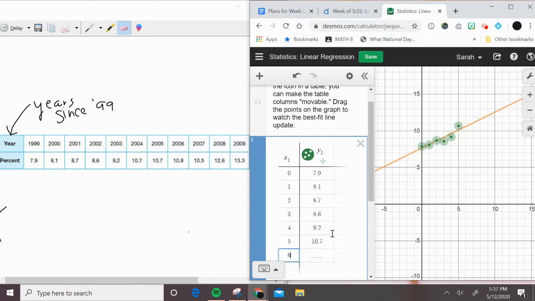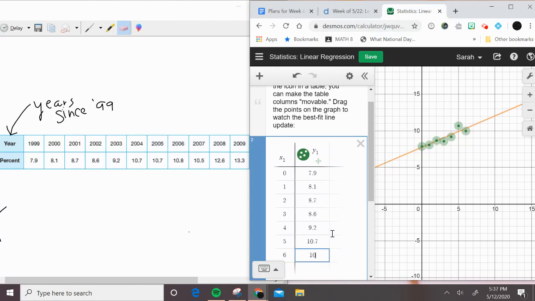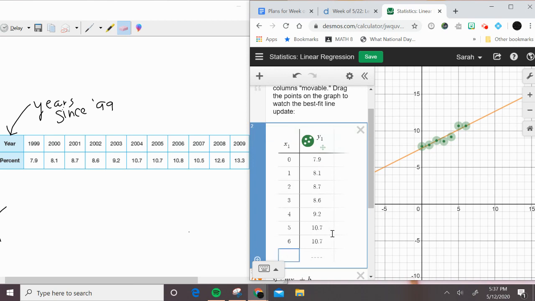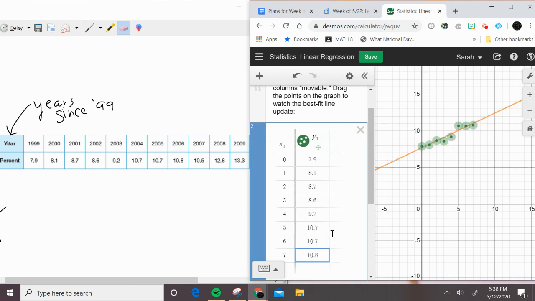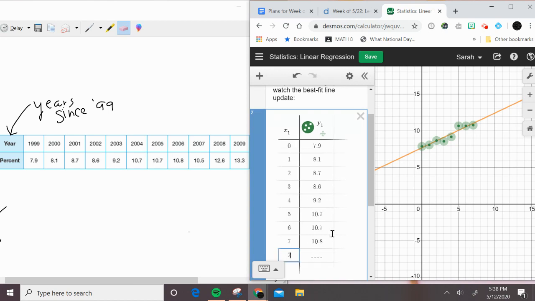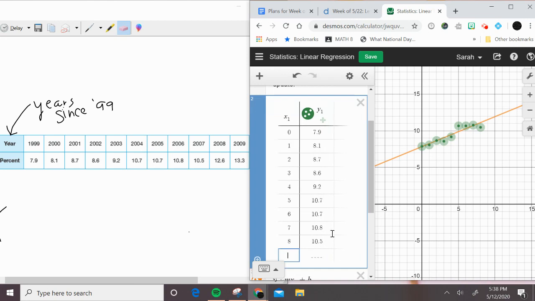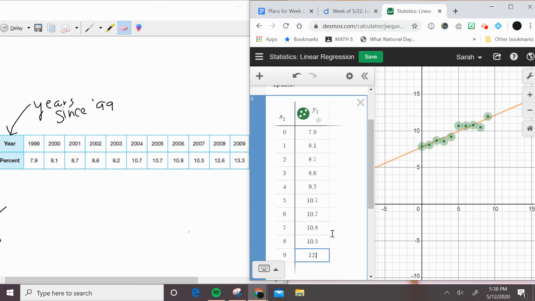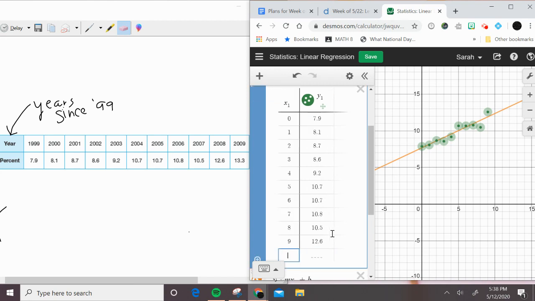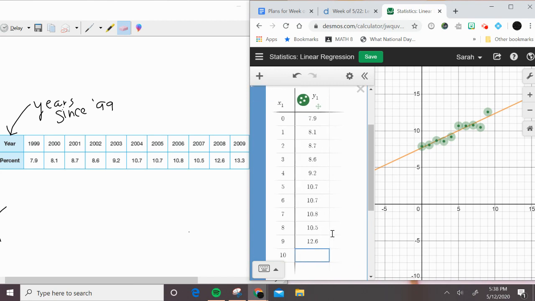2005 was 6 years with a percentage again of 10.7. 2006 was 7 years with a percentage of 10.8. 2007 was 8 years after with a percentage of 10.5. 2008 was 9 years after 1999 with a percentage of 12.6. And 2009 was 10 years after 1999 with a percentage of 13.3.